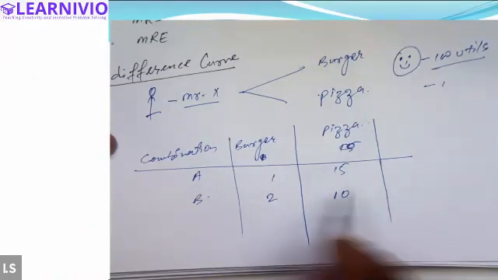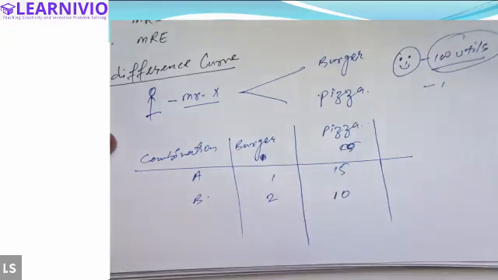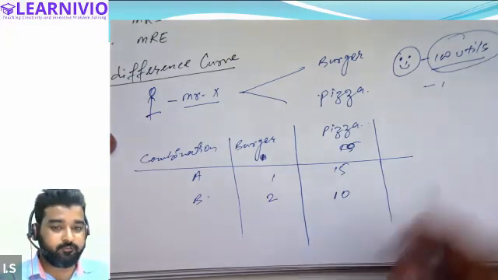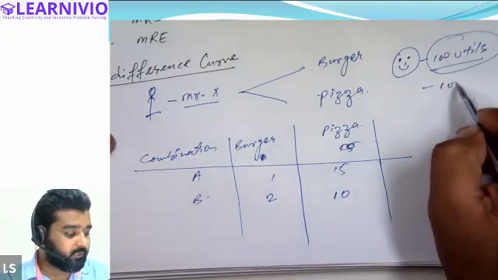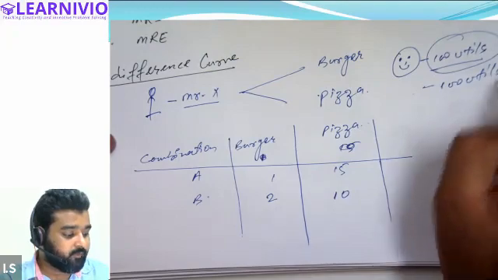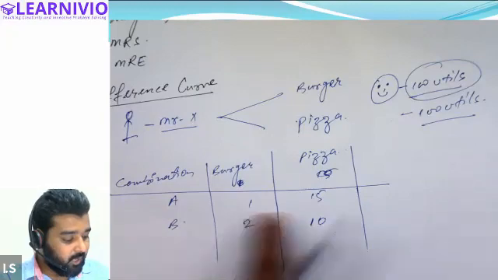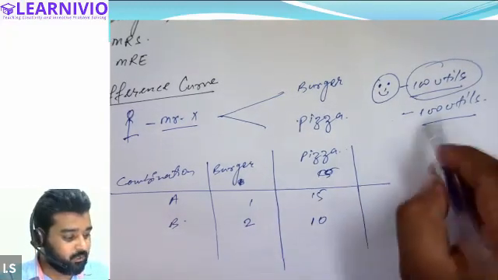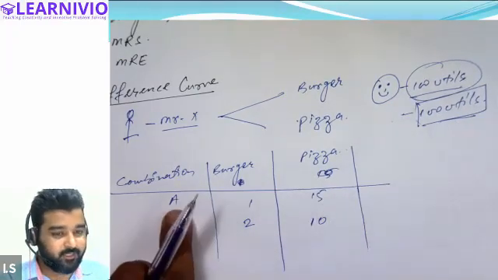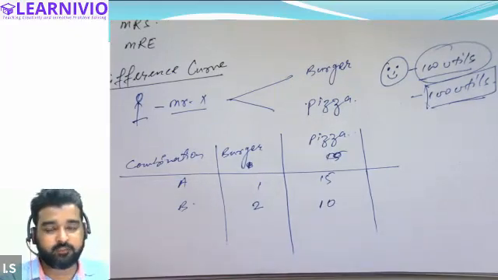Can you tell me in combination A how much satisfaction he was getting? He was getting 100 units of satisfaction. And in case of combination B, what is the amount of satisfaction he will be getting? He will be getting the same utils of satisfaction. Why? Because he increases 1 unit of burger and he sacrifices a few slices of pizza in a manner that he gets an equal amount of satisfaction as he was getting in combination A. Correct? So both the combinations are giving him equal amount of satisfaction.